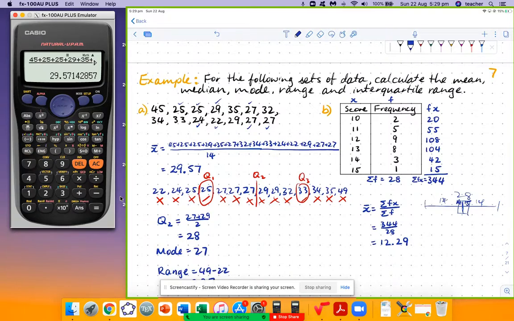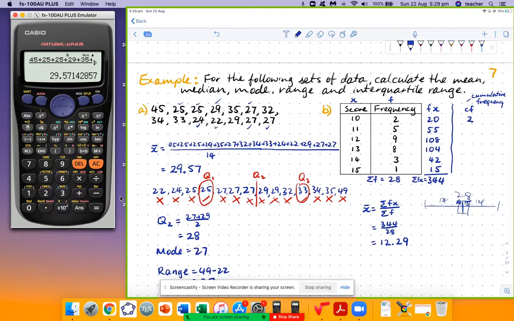So what we want to do is work out a running total. Where is the 14th and the 15th score? Now sometimes we might add another column, so fx is f times x. We might add a column called cumulative frequency. So with cumulative frequency, what we're doing is we're adding them up as we go.